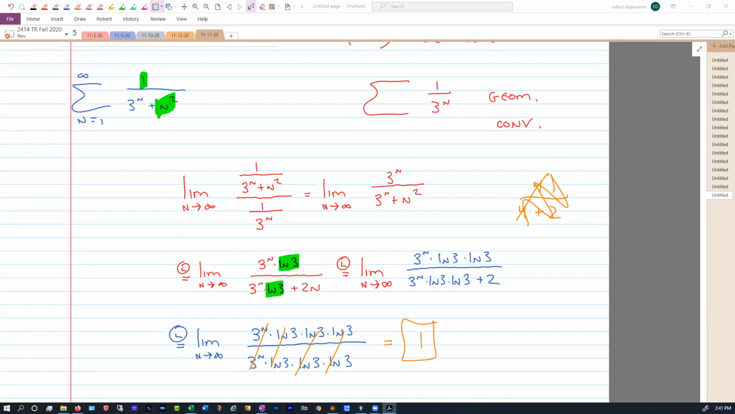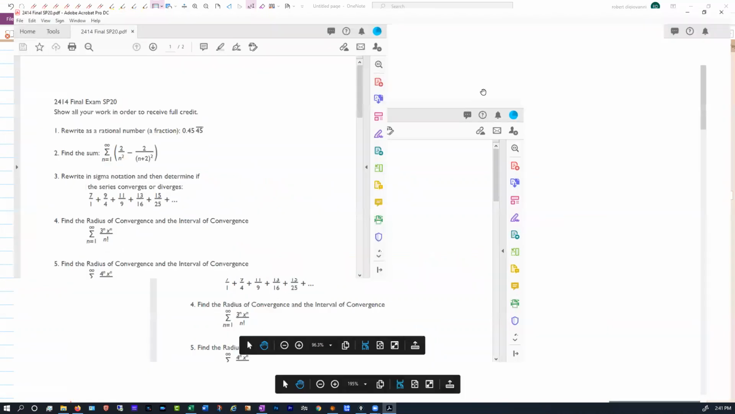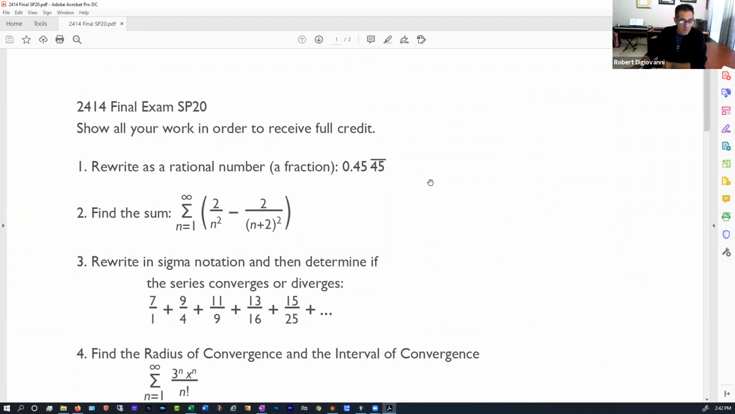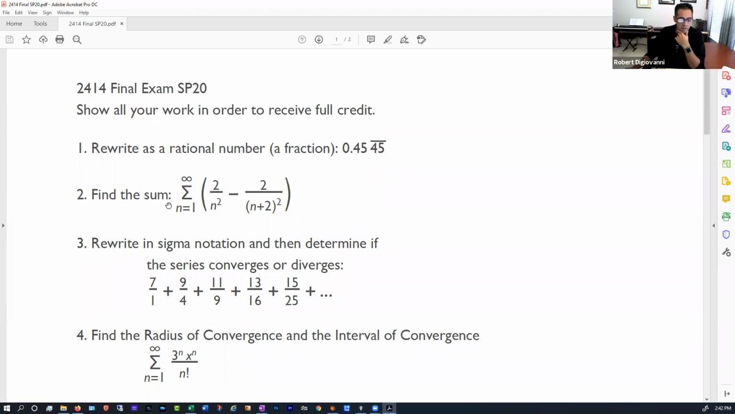I know I'm out of time, but maybe I can just bring up a final. Yeah, I can stick around for that. This is a final I gave last spring. Rewrite as a rational number. In other words, rewrite this as a fraction. So you take a repeating decimal and rewrite it as a fraction. We've done that, right? Find the sum of this series. That's telescoping.